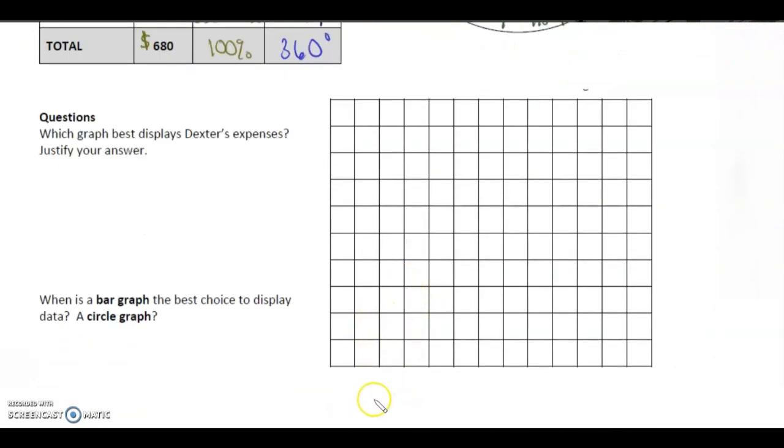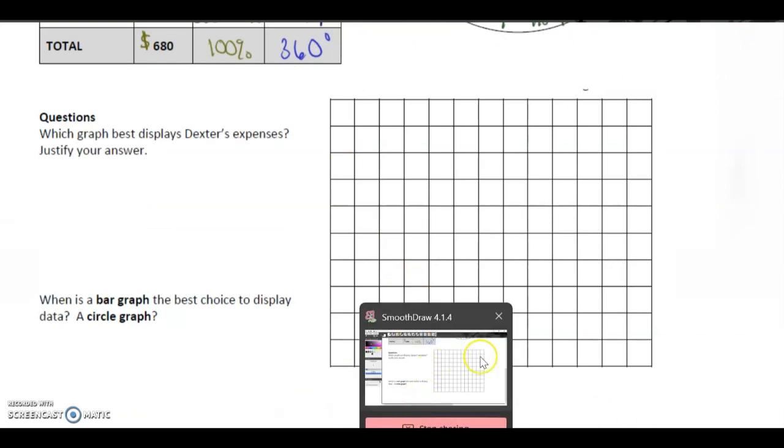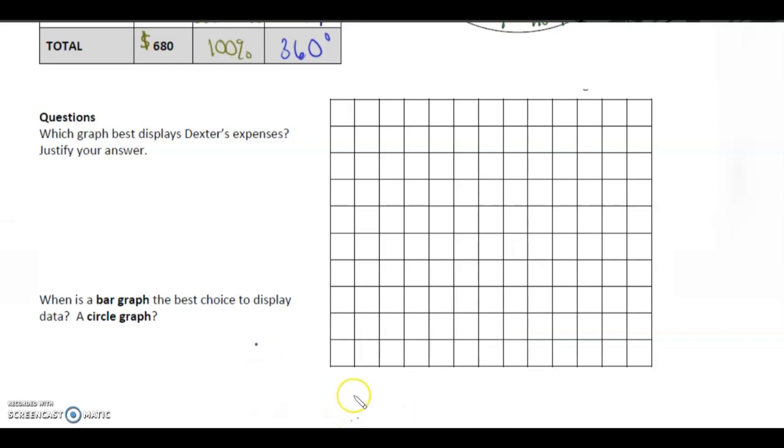Okay, so I'm actually going to go up the side. Oh, this is going to be worse. Okay, I can't go sideways because of my stylus. Entertainment is going to go here. Clothing, cell phone. Okay. Clothing's going to go here. Cell phone. Lunch, transportation, rent. Okay.